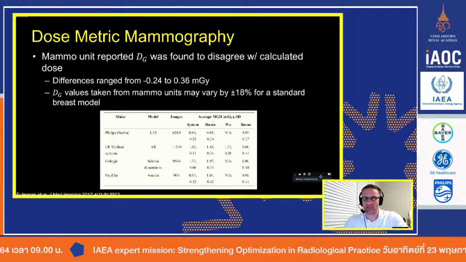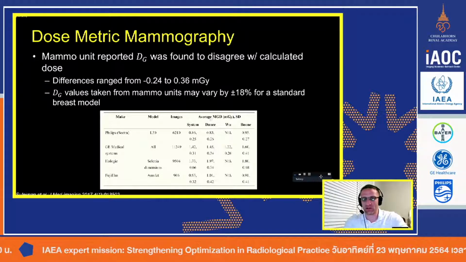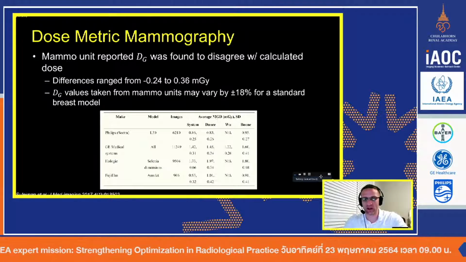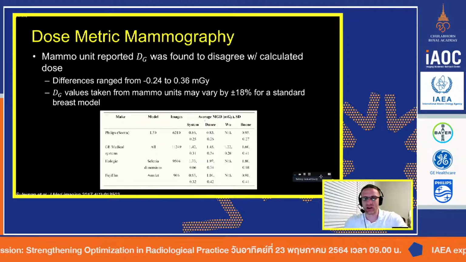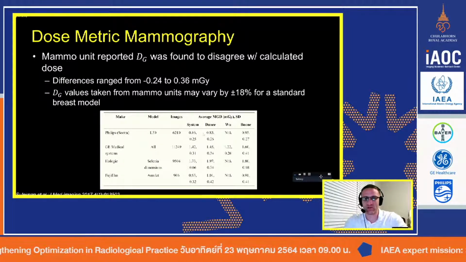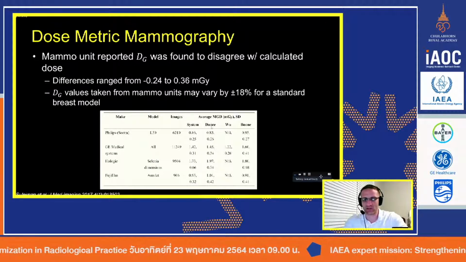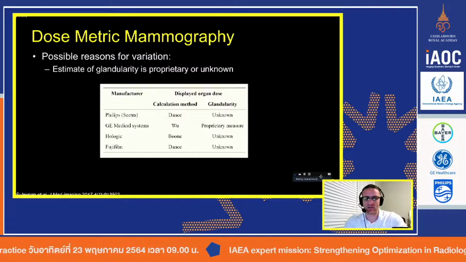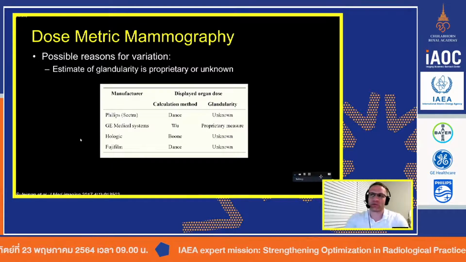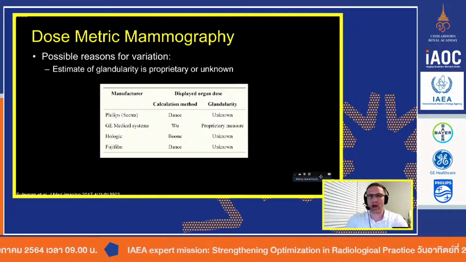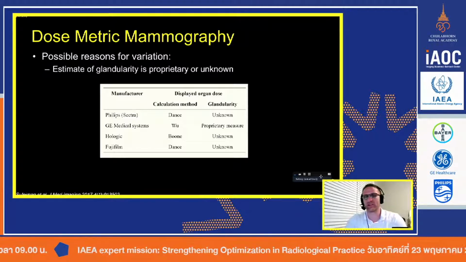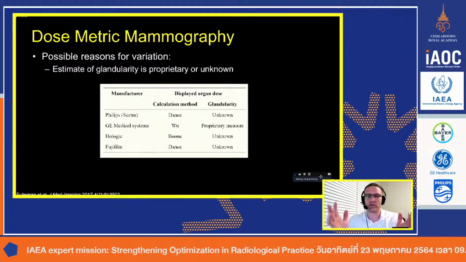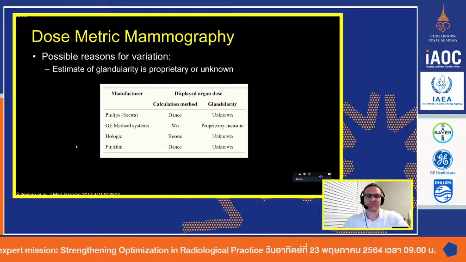And here's just some actual numbers. These are the mean, or the average, mean glandular dose values. And it's broken down by the system output and then the manual calculation using the Dance, Wu, or Boone technique. And I'm going to talk about that in a moment. But the question that I ask is why? Why plus or minus 18%? Why such variation from vendor to vendor to vendor?